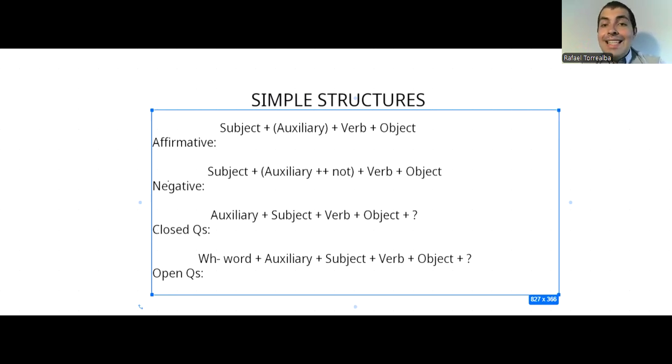Now, in the negative, we start to use the auxiliary. When I want to express these ideas in Spanish, I simply say I no cook pasta. In English, the logic is not that different. But instead of no, we say not. And not is never alone. We use the auxiliary. I do not cook pasta.